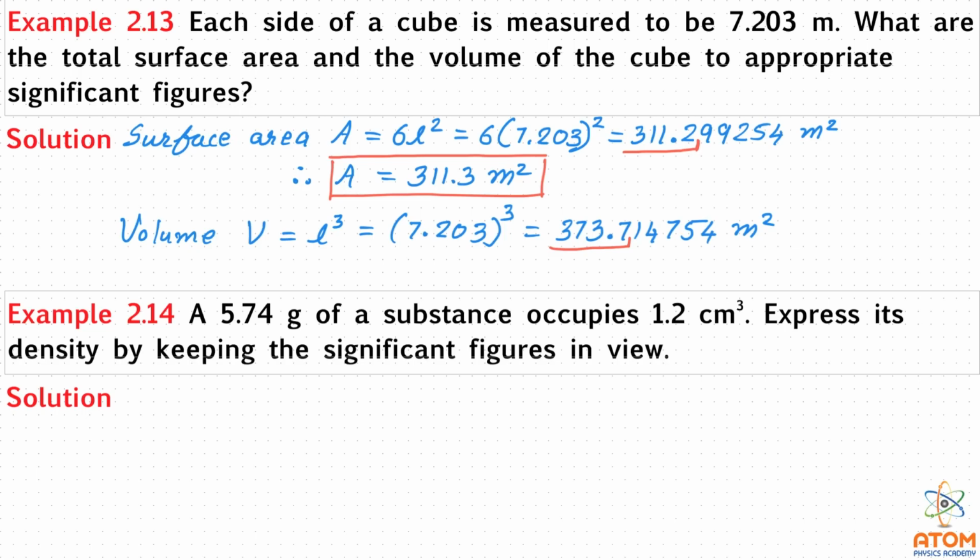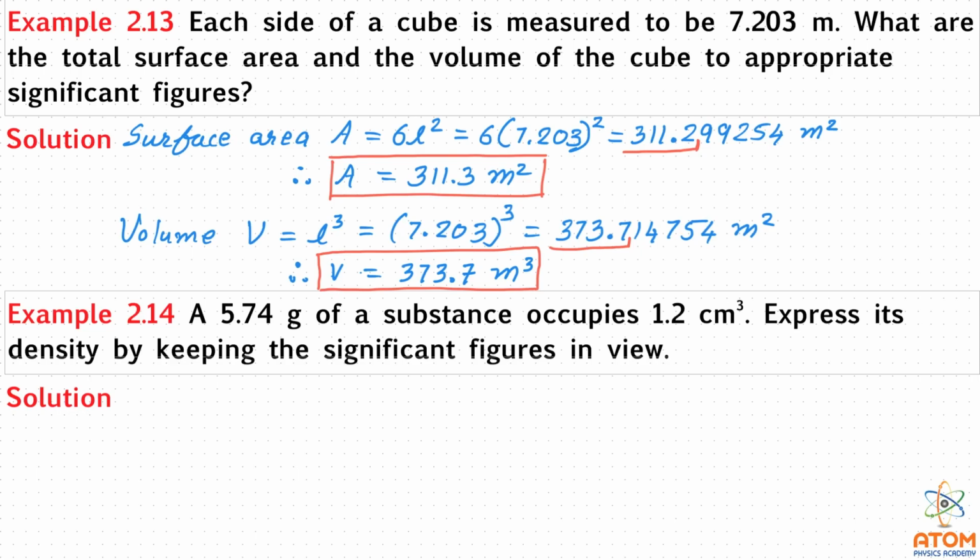The volume V equals 373.7, because when you remove this 1, there will be no change in 7, so this much meter cube is the final answer. So these are the surface area and the volume considering the appropriate significant figures.